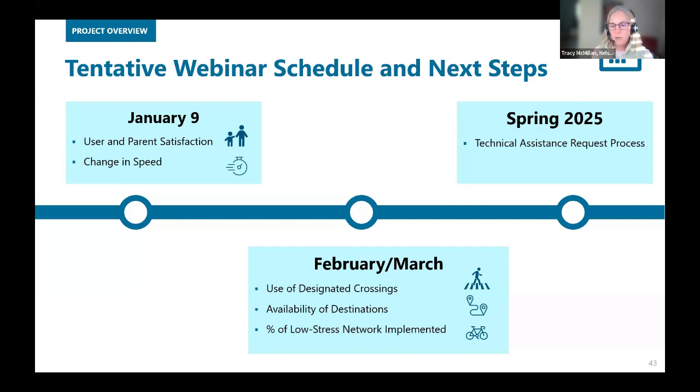So in terms of our next steps, thinking about the other tools that we look forward to introducing to you, we hope that you'll save the date for the next webinar, which is scheduled for January 9th. We're going to review 2 additional tools, the user and parent satisfaction tool, as well as the change in speed data collection tool. In February or March, we'll cover 3 more data collection tools, and then our last webinar will explain the process to request additional technical assistance, such as the virtual or in-person options that I discussed earlier in the webinar.